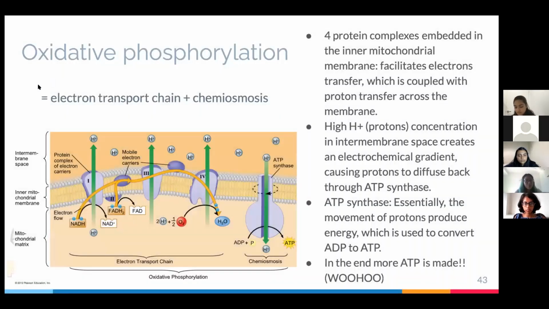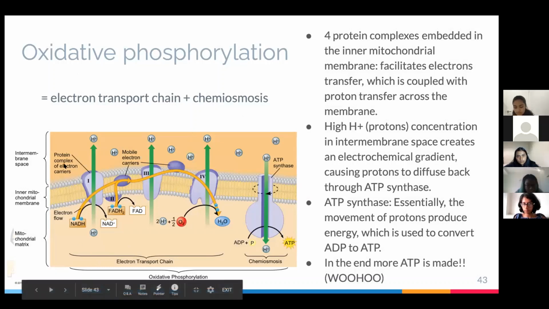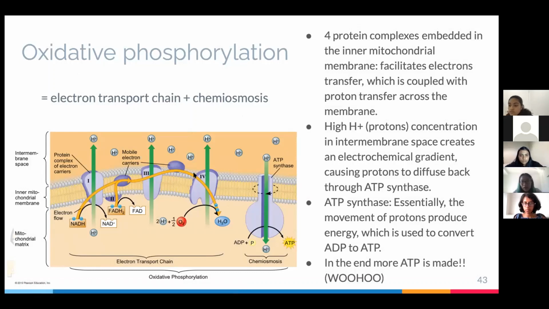Right, moving on to oxidative phosphorylation, the last step of this energy production. Oxidative phosphorylation is actually a name for 2 processes. One is the electron transport chain, and one is chemiosmosis. If you look at this diagram, the electron transport chain has 4 protein complexes embedded in the mitochondria. This whole process is happening in the mitochondria, and these 4 complexes are in the inner membrane of the mitochondria.